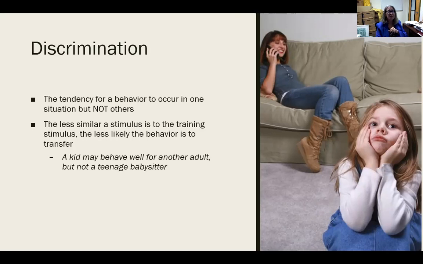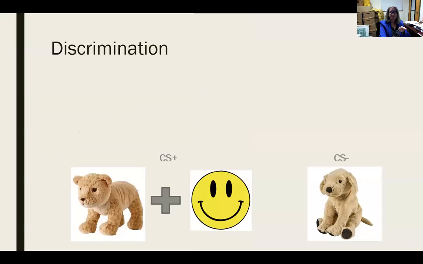And the cute example that Dr. Stephanie Stern has in this little picture is a child who behaves really well for an aunt or an uncle or the mother, but not to a teenage babysitter. So the child learns how to behave well for the parent. And then if an aunt or uncle are there, that generalizes to them, but it doesn't generalize. In fact, it discriminates to someone who's younger, like a teenage babysitter.